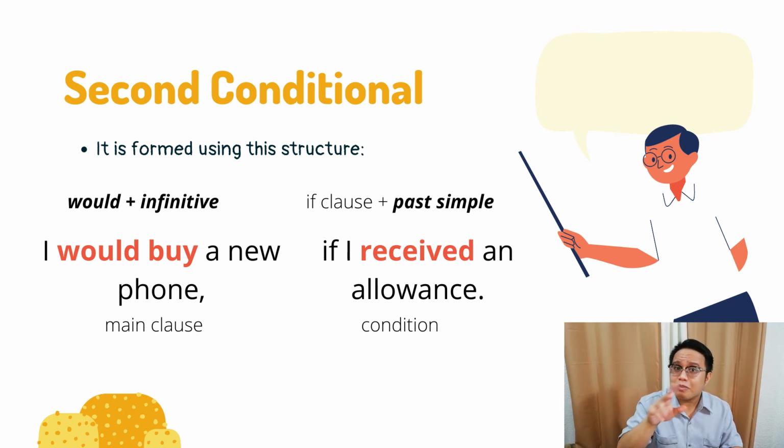So you can also switch the order. You can say I would buy a new phone if I receive an allowance, or if I receive an allowance, I would buy a new phone. So it can be reversed too. Okay? So, that's our second conditional.